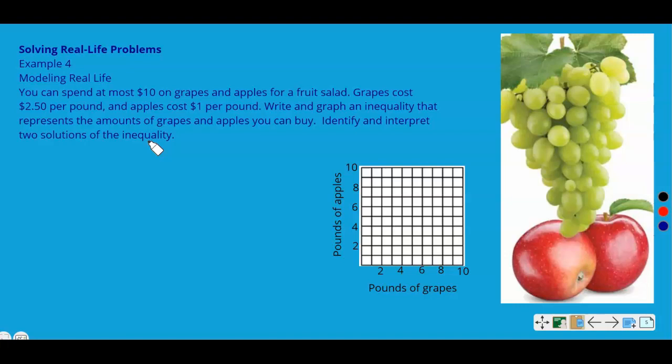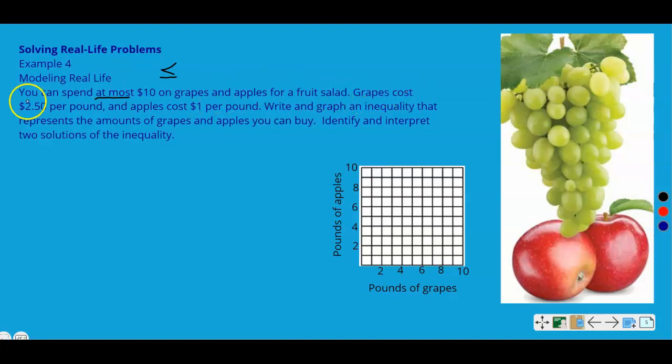All right, so the first thing is we got to understand what we're looking at. If it says you can spend at most $10, at most would be less than or equal to $10. So you know that your inequality sign is going to be less than or equal to. That's because at most means you probably got a $10 bill and you have to stay within that budget, okay? And you're going to be buying grapes and apples.